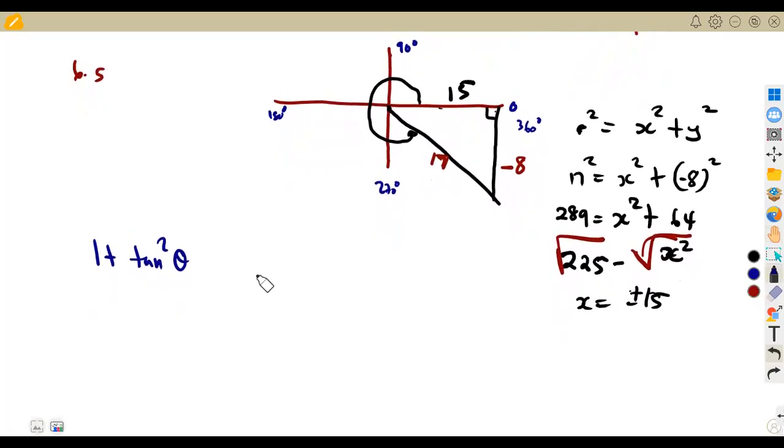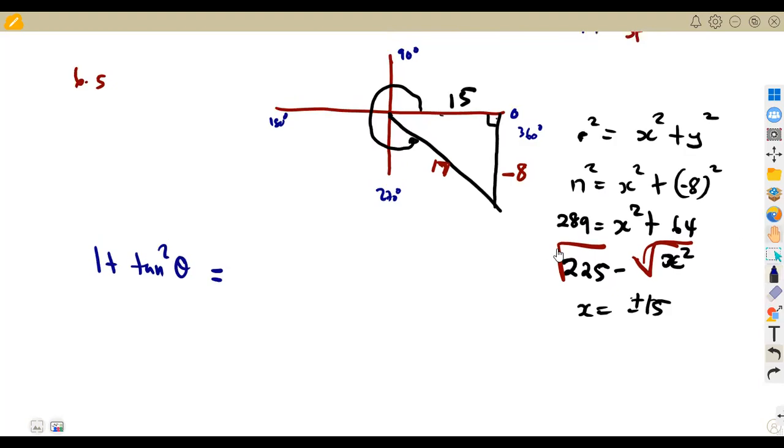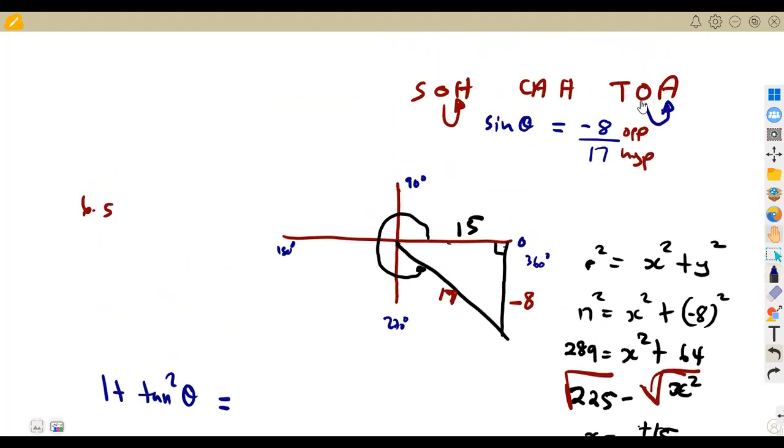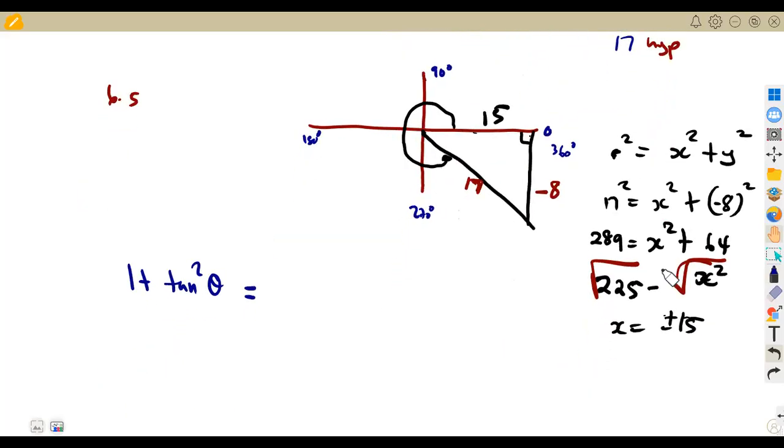They are saying we are supposed to simplify 1 plus tan squared theta, and we said the tan of theta is opposite over the adjacent. So 1 plus tan squared theta means the tan of theta squared. So we're going to square the tan of theta, which is the opposite over the adjacent. So the opposite is -8 over the adjacent, which we said is 15. But this has to be squared.